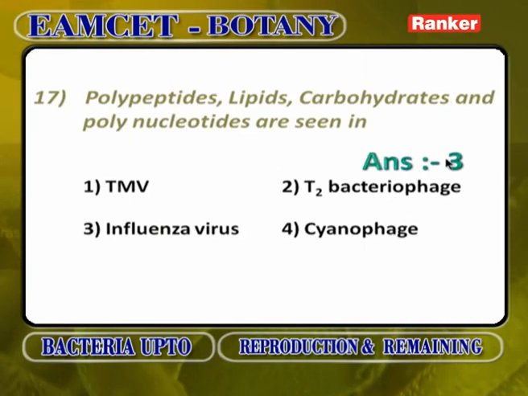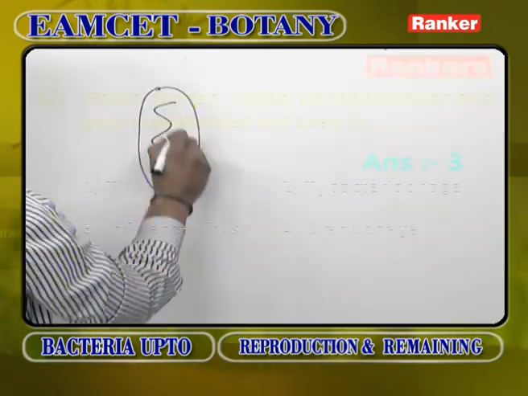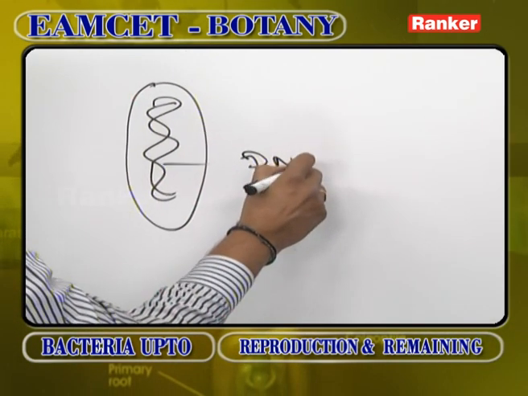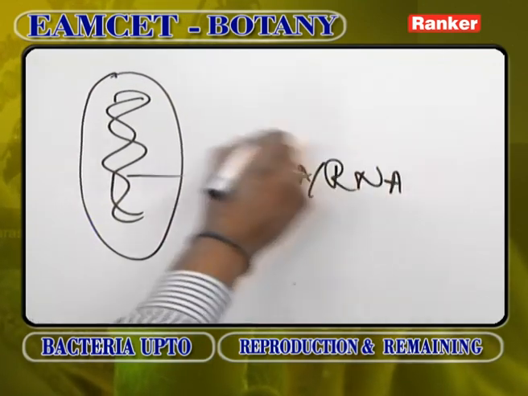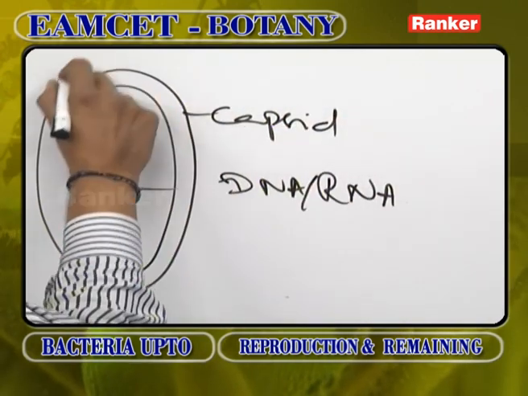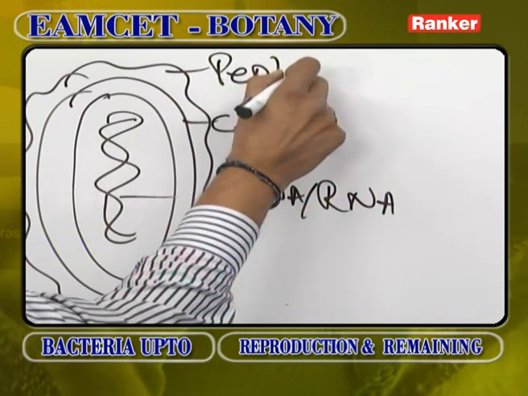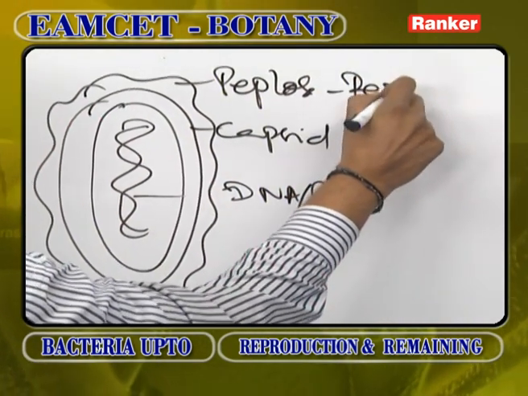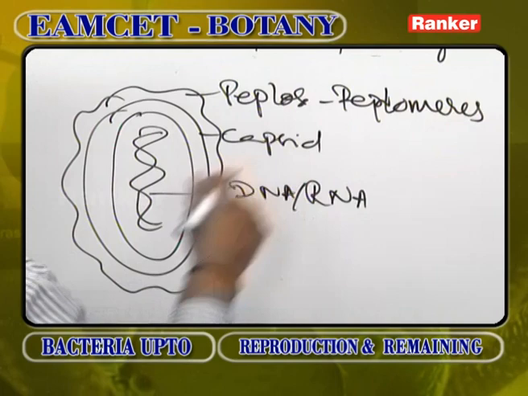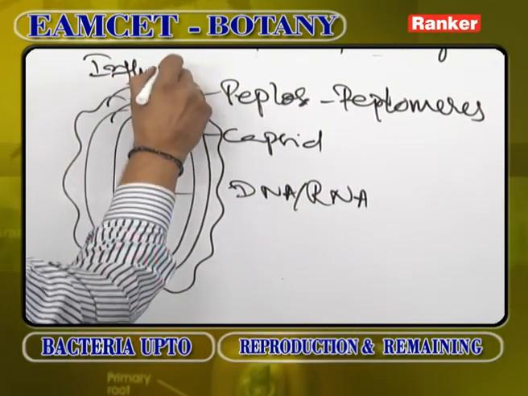Polypeptides, lipids, carbohydrates and polynucleotides are all seen in influenza virus. Influenza virus is an animal virus. Every virus normally shows a genetic material at the center, either DNA or RNA. No virus has both DNA and RNA. It is surrounded by a protein coat called the capsid. The influenza specialty is that it has another coat called the peplos. This peplos is made up of many bits called peplomeres.